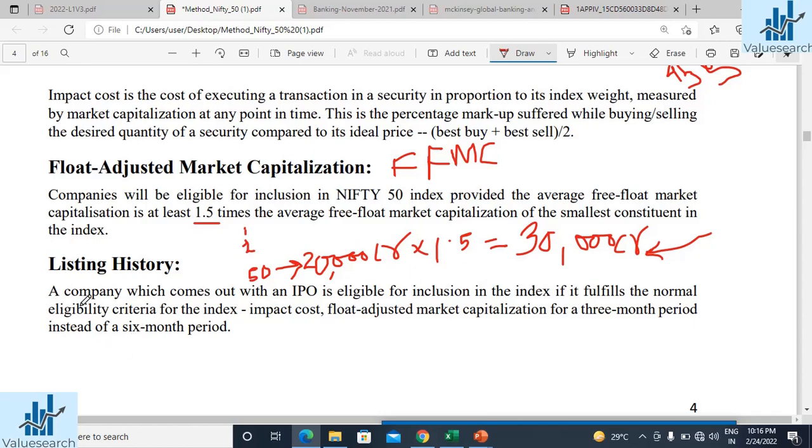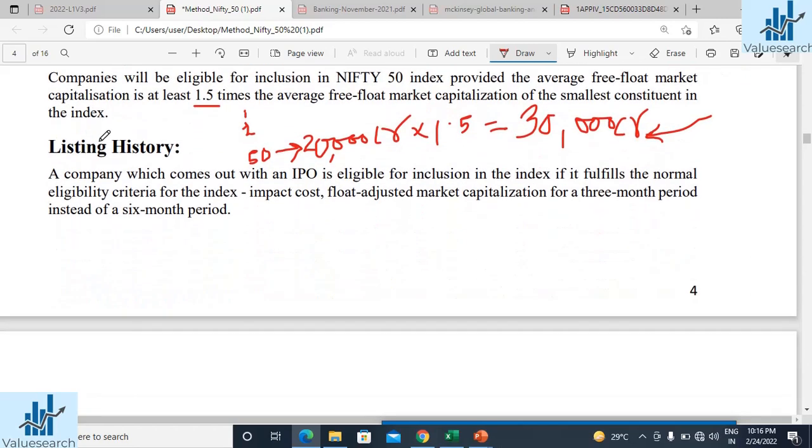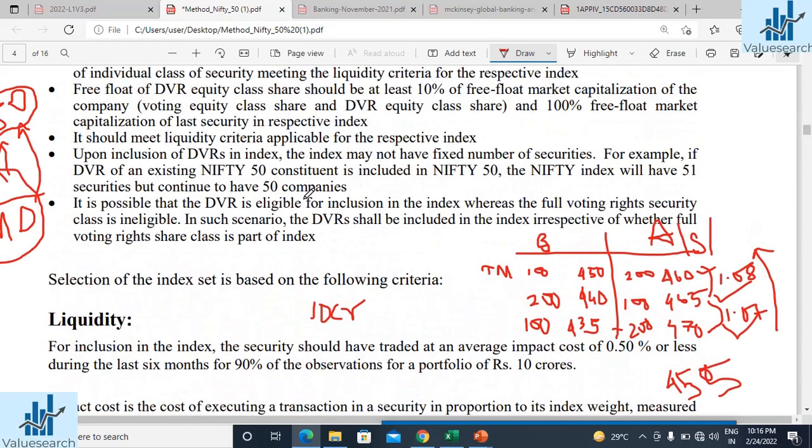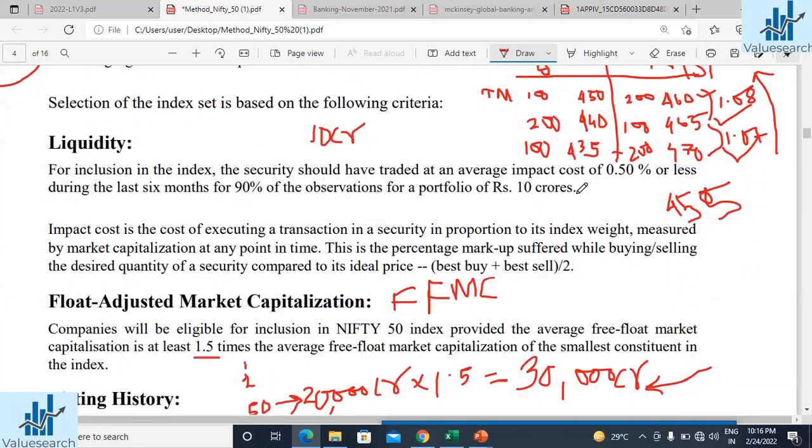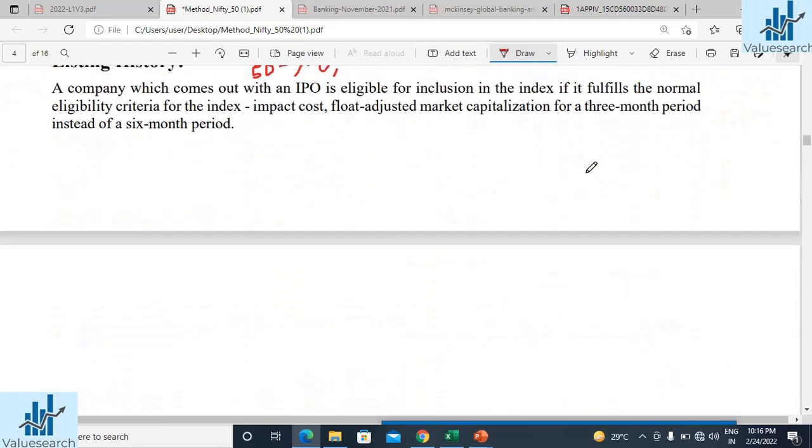And this particular criterion is for IPOs and listing history. A company which comes out of an IPO is eligible for inclusion in the index if it fulfills the normal eligibility criteria for the index. Impact cost, float adjusted market capitalization. We looked at the 0.5% impact cost. This one is your impact cost, which we discussed here in the liquidity section.